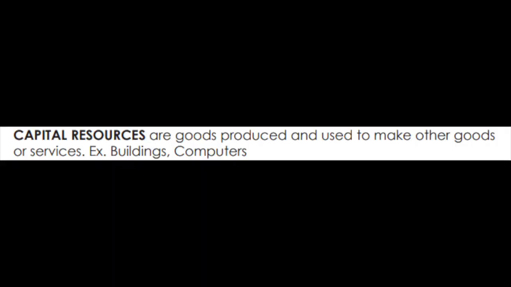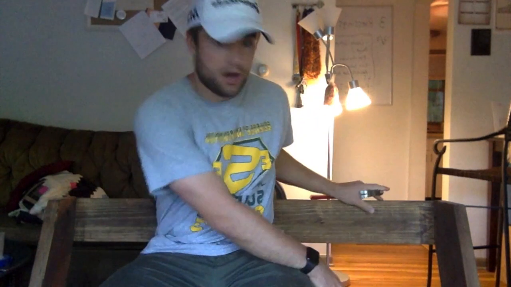And finally, we have capital resources. When you think of capital resources, think of resources that are used to make other things. So think about factory machines and other kinds of tools that we use to make other things. In my bench example, my hammer and my measuring tape are capital resources. These are things that I used to make a good.